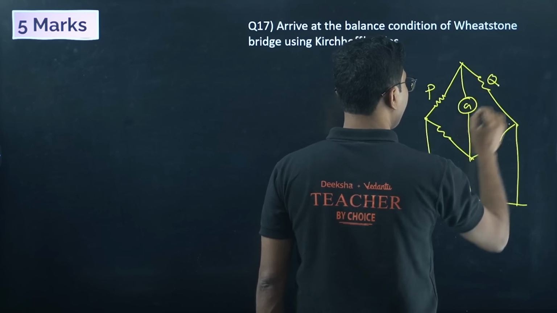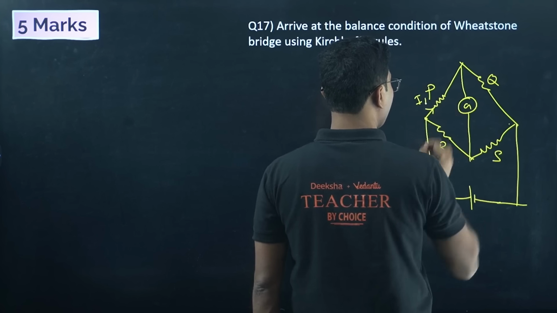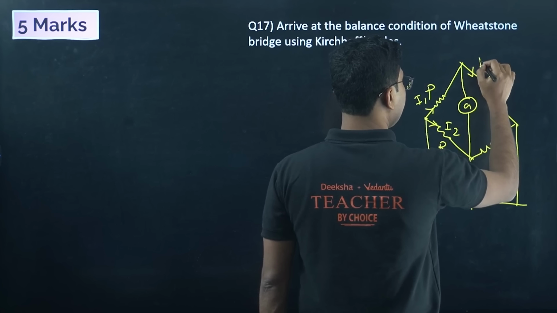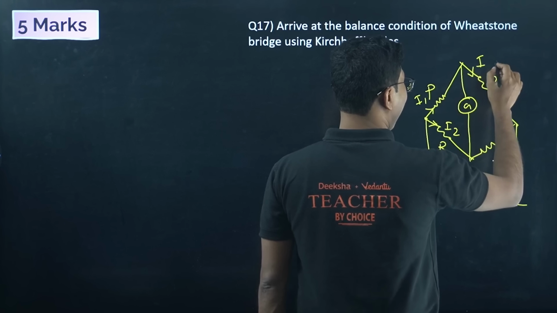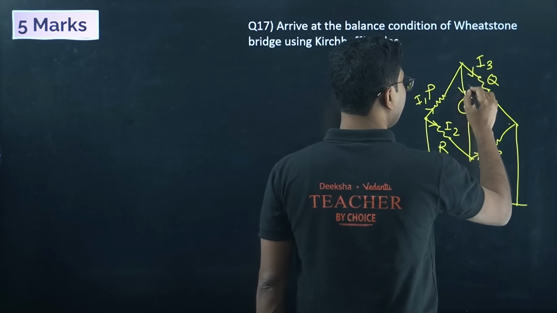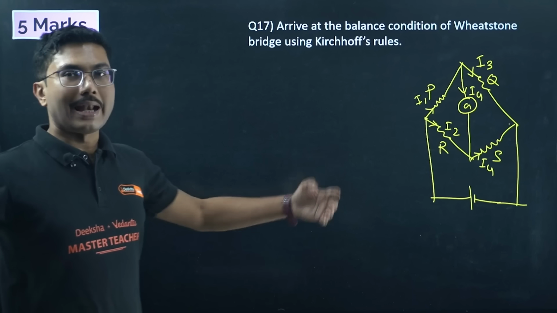P, Q, R, S. Suppose current I1 is passing through over here, current I2 is passing over here, then I3 is over here and I4 over here. The current through the galvanometer is Ig. Now, what is the balanced condition?